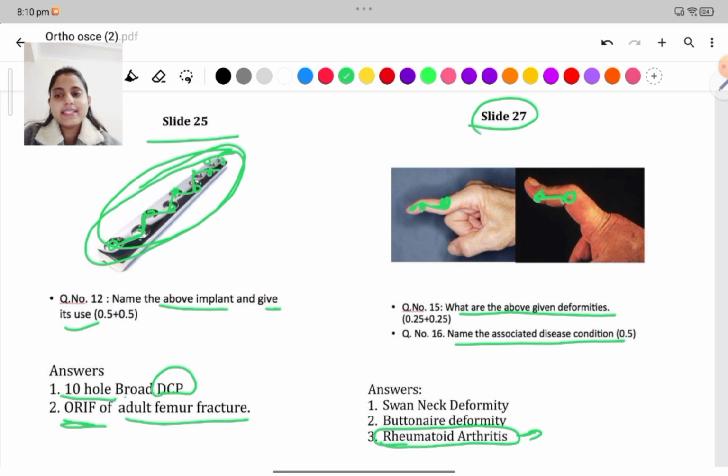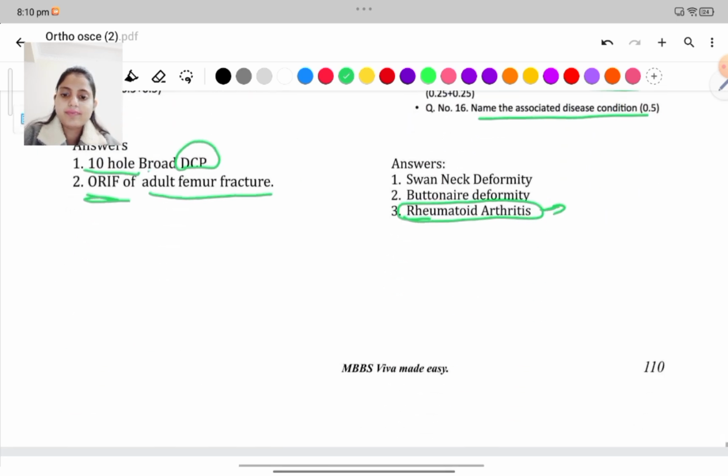In rheumatoid arthritis, there is morning stiffness, and disease modifying anti-rheumatoid drugs are given. In rheumatoid arthritis, all the joints are involved except the DIP. DIP is not involved, but the deformity is seen in the DIP.